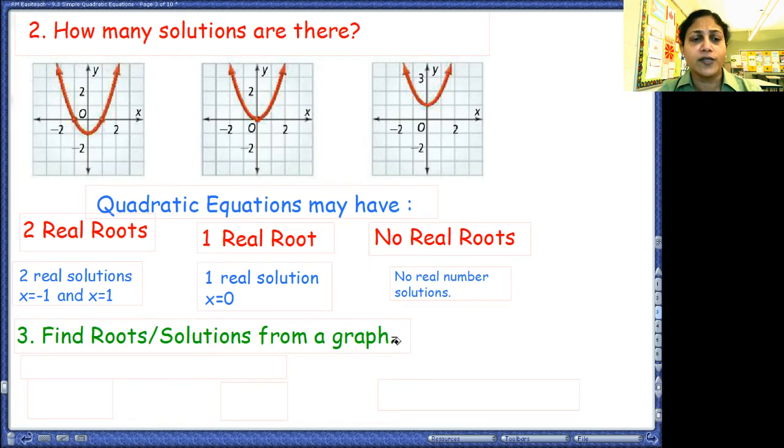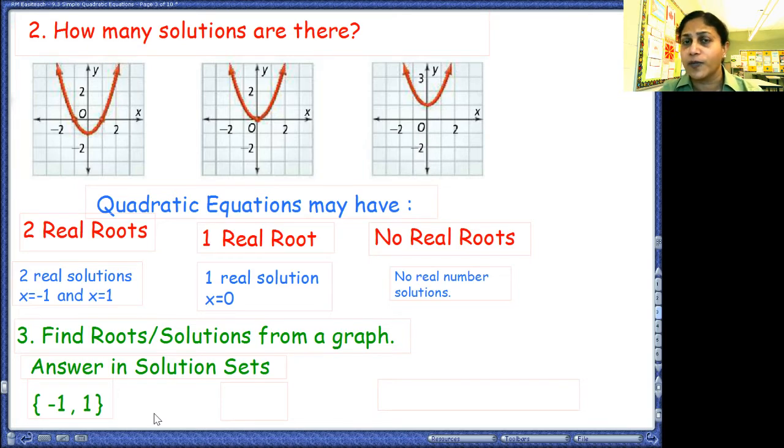So when we ask you to write the roots or the solutions from a graph, make sure that you're writing the answer in a solution set. So a solution set for the first one, because there are two x values, you're going to write both x values in a solution set. This is not an ordered pair, so it's not x and y. This is a solution set and they're both values of x.